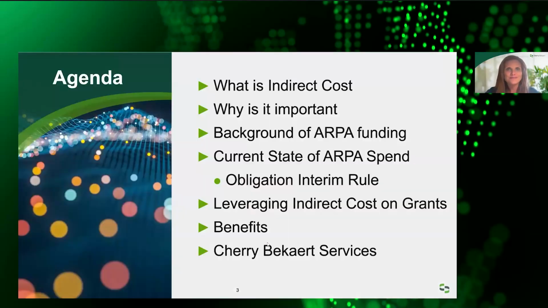The topics that we're going to talk about are: what is indirect cost? Why are we even here to talk about it? What does it mean to your organization? Why is it important? We're going to talk through some of the background of ARPA funding and then the current state. Where are we at? What's the obligation interim rule? And then leveraging those indirect costs on grants, the benefits, and then some of our services we'll talk through at the very end.